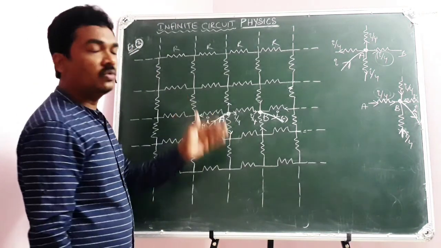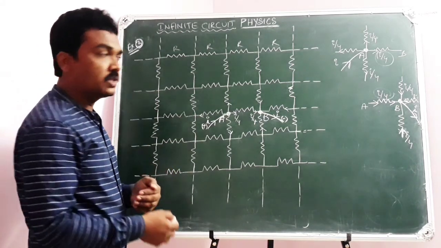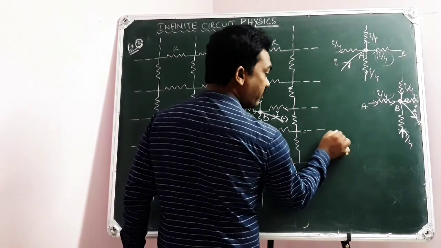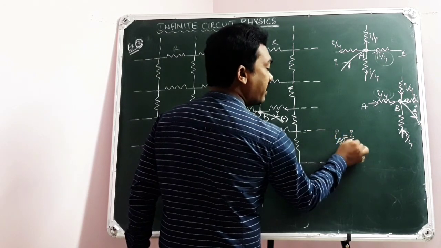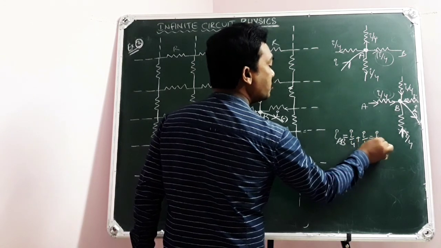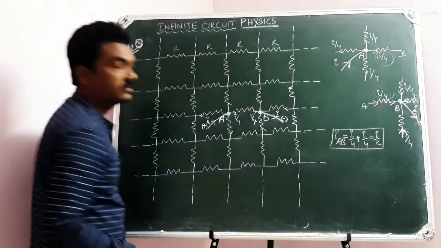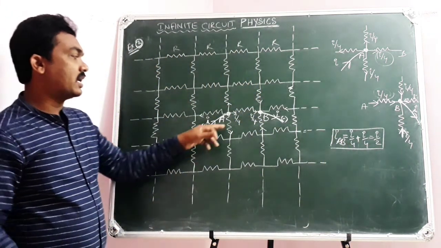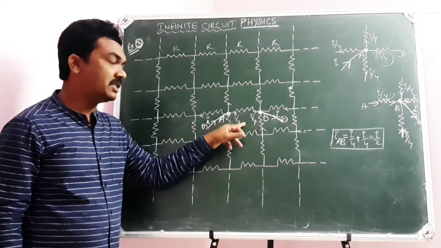So if you consider the net current passing through the path AB, it will be I by 4 plus I by 4, which is I by 2, because the directions of current are the same. So the current that is passing through AB in this electric circuit is I by 2.